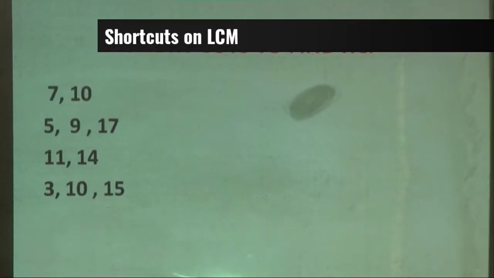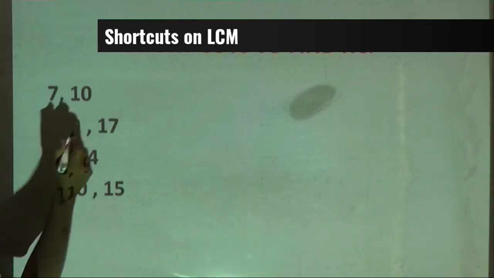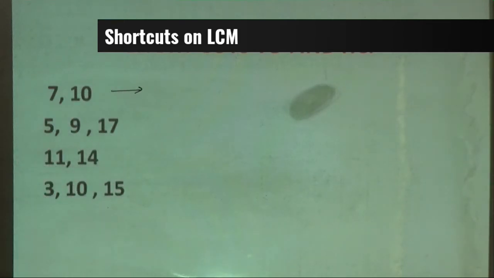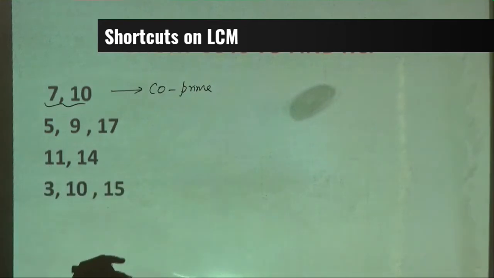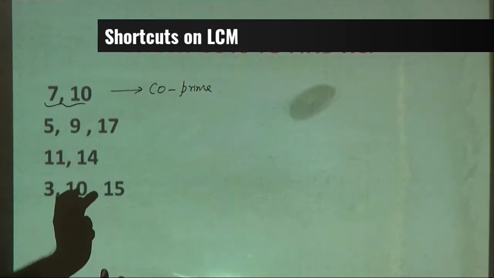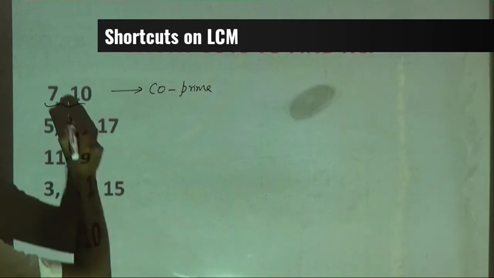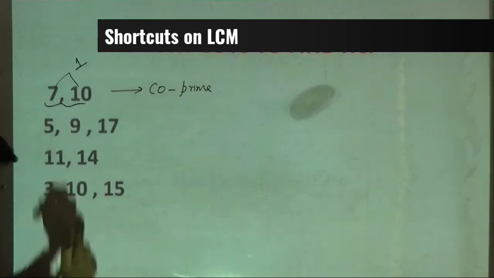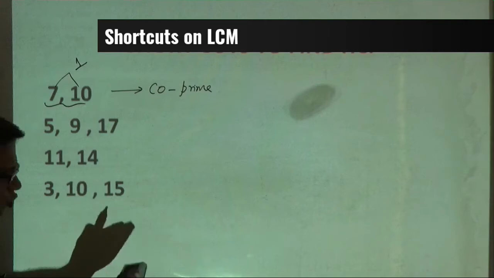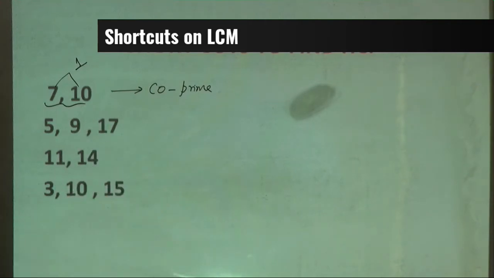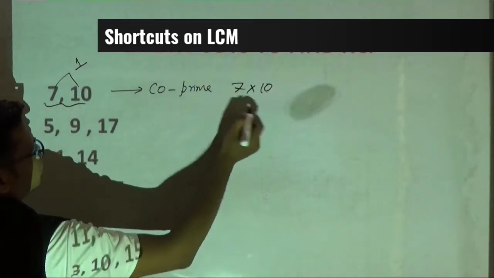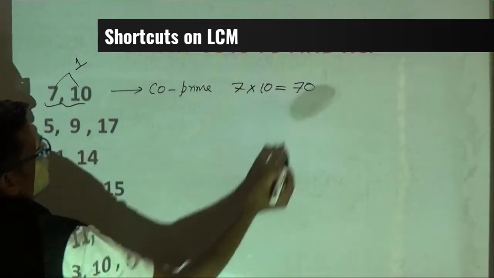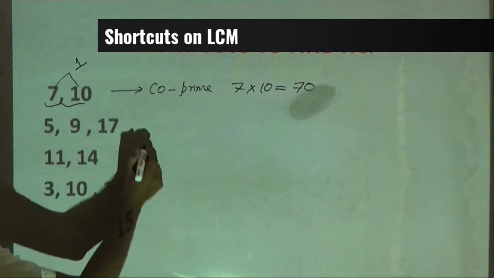Next, I want to find out the LCM of 7 and 10. Now please observe here. These two are co-prime numbers. In my first chapter, I have already explained what co-prime numbers are: numbers whose HCF is 1. If the HCF of two numbers is 1, then such numbers are called co-prime numbers. The LCM of co-prime numbers is just their product, that is 70.